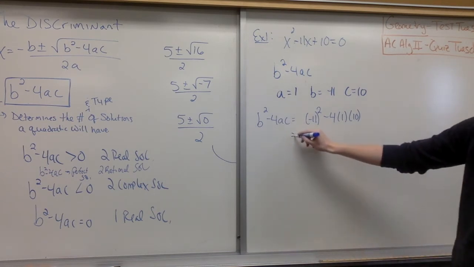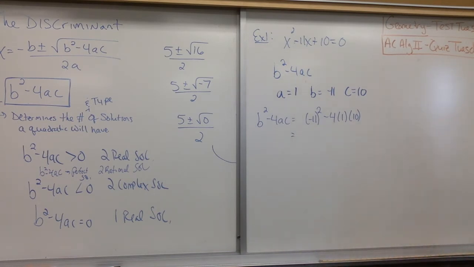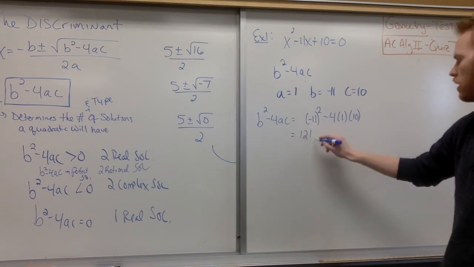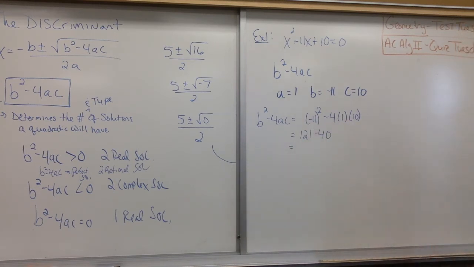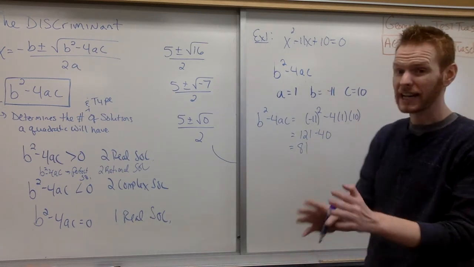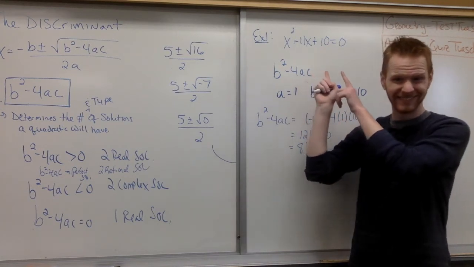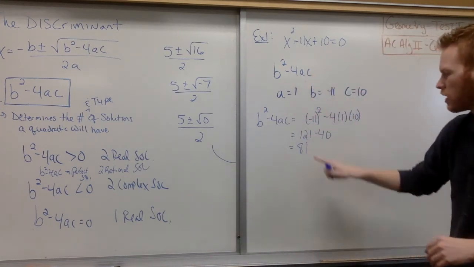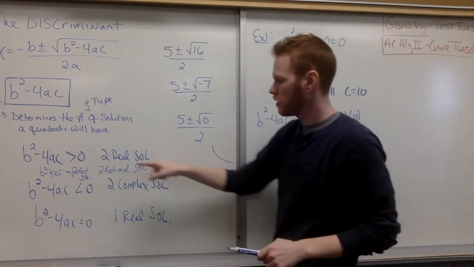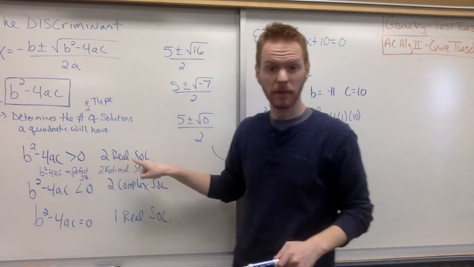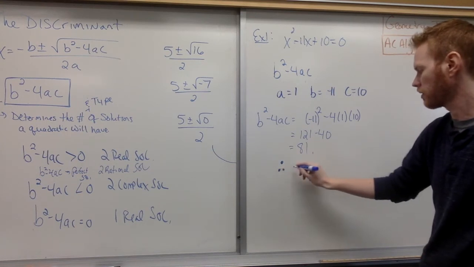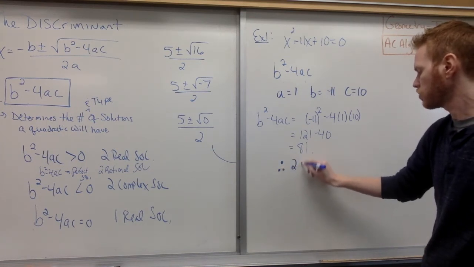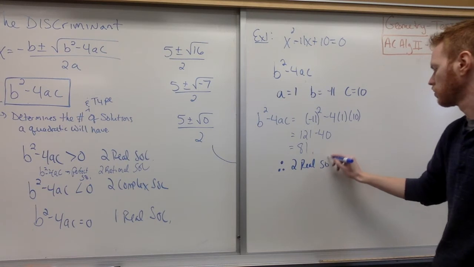Okay. First part will give me 121 minus 40 when I've done multiplying the other side of this. And we get the discriminant to be 81. Now remember, that's not an answer to this guy. You have to be careful. So a positive 81. Since the discriminant is positive, that's telling me I have 2 real solutions. So therefore, I'll put the little dots there. Therefore, we will have 2 real solutions.